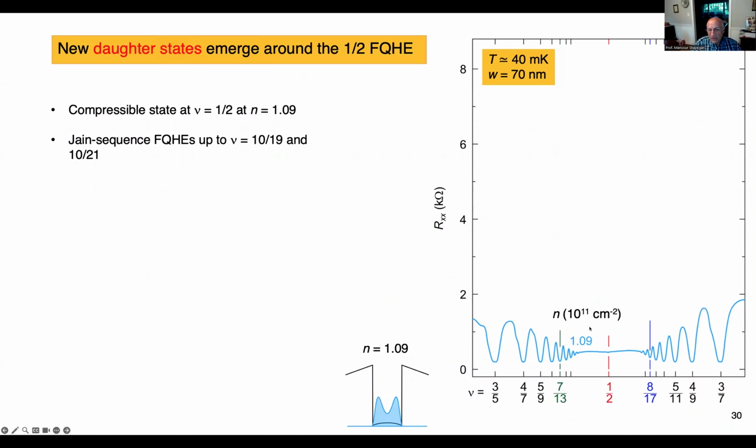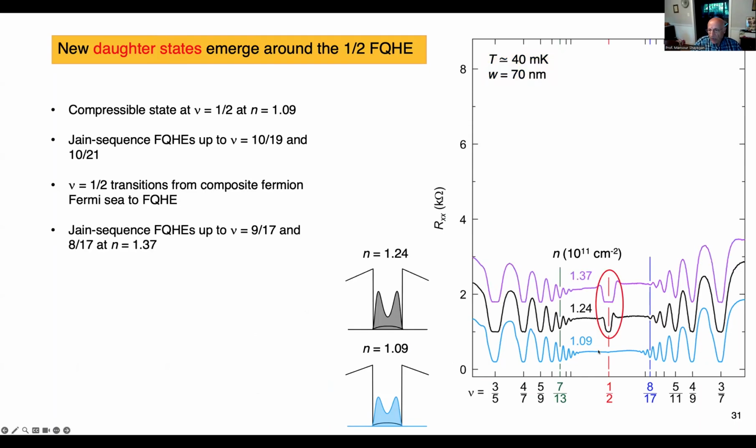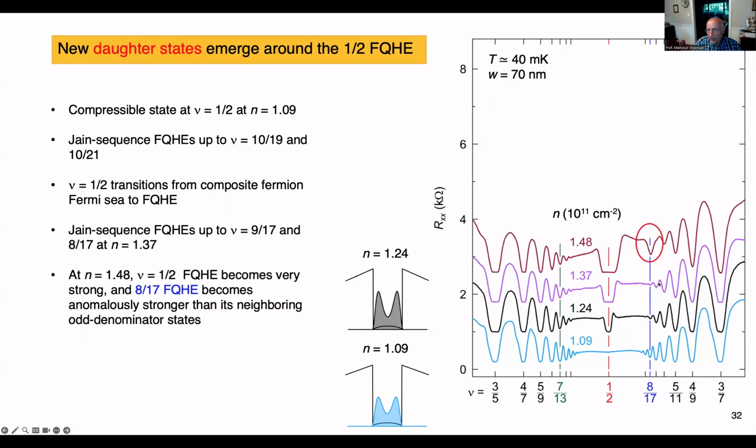So this is a low density, 1.09 × 10¹¹. What you see are these Jain sequence states, 3/7s, 4/9s, and all the way down here. And on the left side, you see the same. Then we go to higher density. Now you can see all of a sudden this 1/2 state comes. It's a very nice plateau in the Hall data too. But nothing special here.